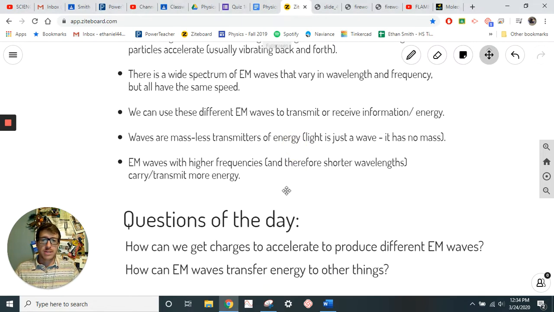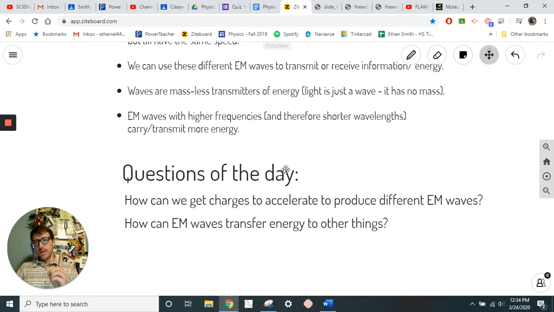And what we're going to be talking about today, and the big questions are, how can we get charges to accelerate? What are the different ways to produce these different electromagnetic waves? And then how can these waves transfer energy to other things? So we're going to talk about the creation of these waves specifically, and then how they can transfer that energy. And this is going to kind of wrap up our discussion on this big idea, about how we get these electromagnetic waves and how they can transfer energy.